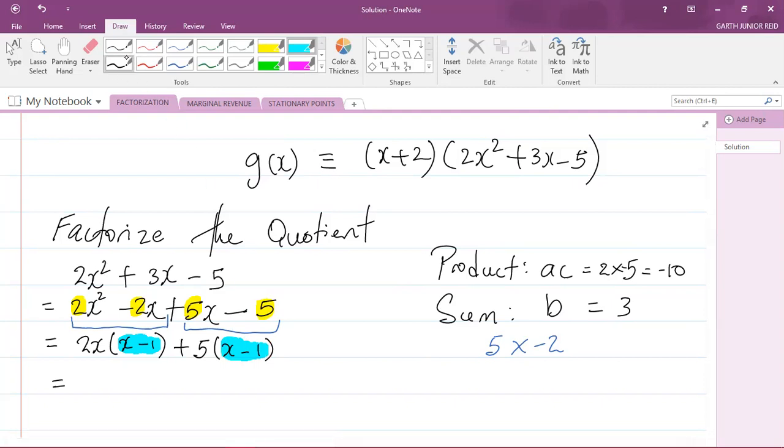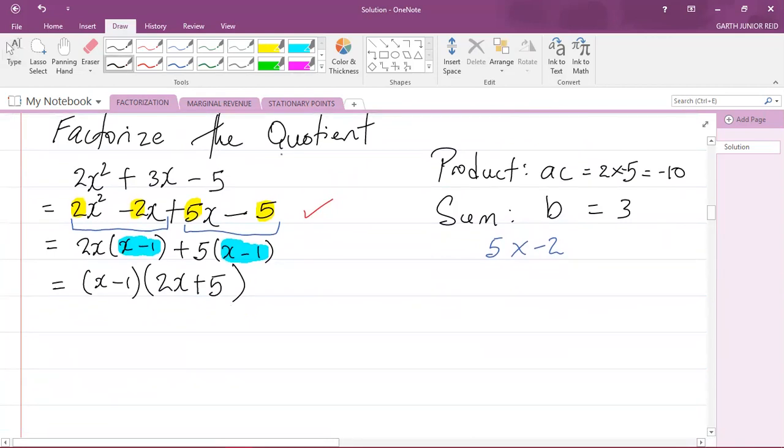Now, if you look carefully, you recognize that x minus 1 is here, and x minus 1 is here. That should always happen whenever you're doing factorization by grouping, meaning that you have 4 terms here, and we're factorizing by grouping. So if you don't have the same thing inside of the brackets there, you know that you have done something wrong. You should remember that from CSEC mathematics. So x minus 1 is now common, so I'm going to factor out x minus 1, and I'm going to write what is left on the outside, which is 2x plus 5. And that is the factored form of the quotient.